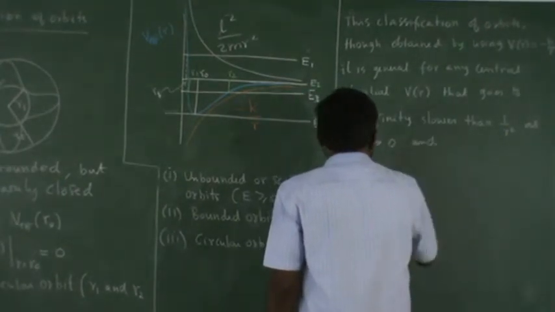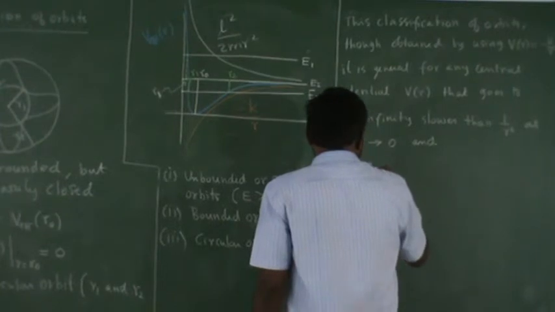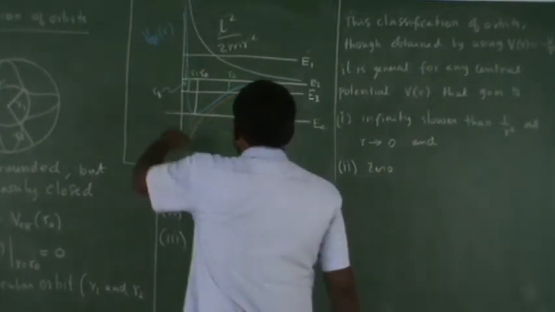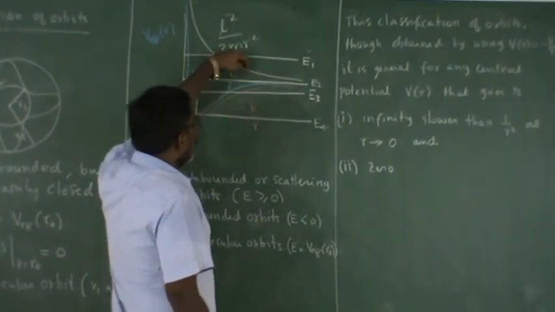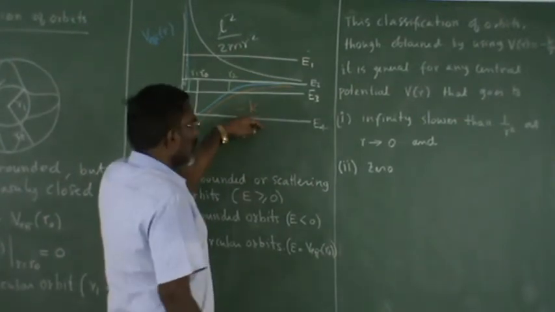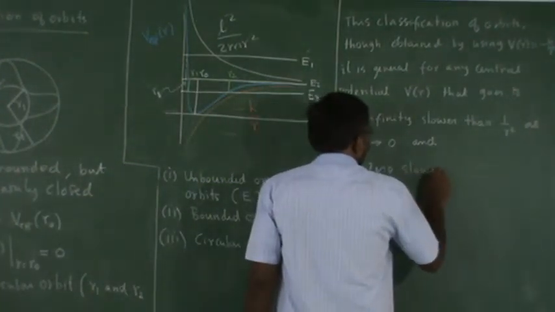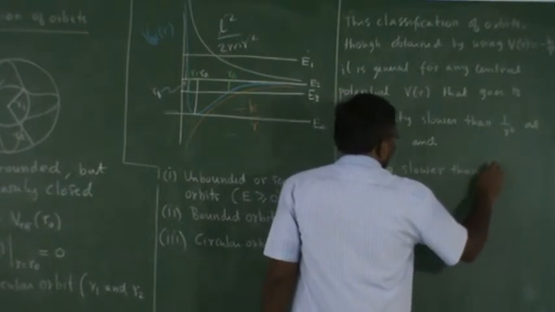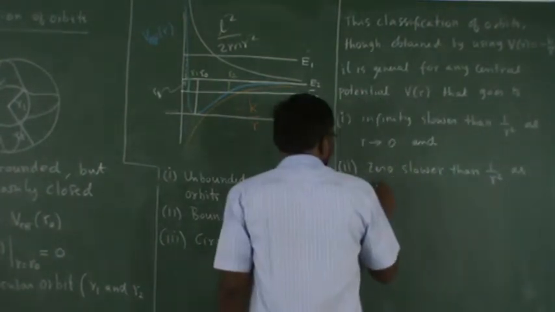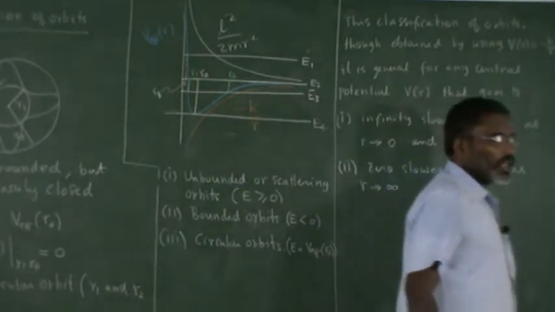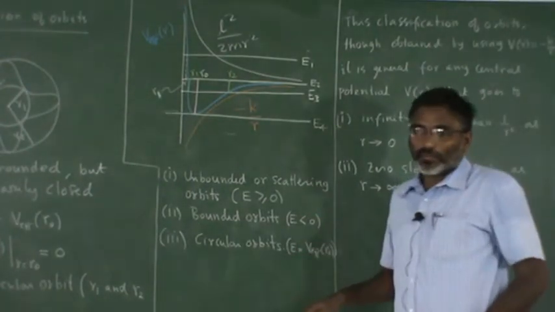And it should also go to 0 slower than 1 over r square as r tends to infinity, so that the potential term becomes dominant. So if you have any potential which has these two properties, this classification of orbits is valid.